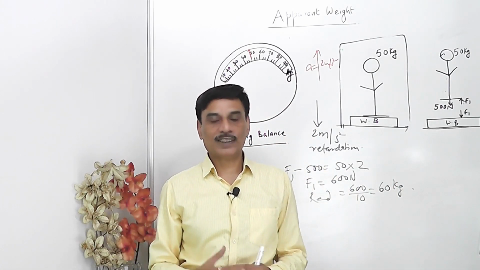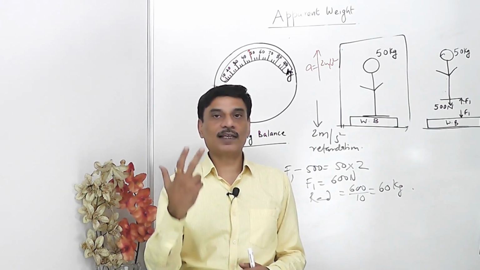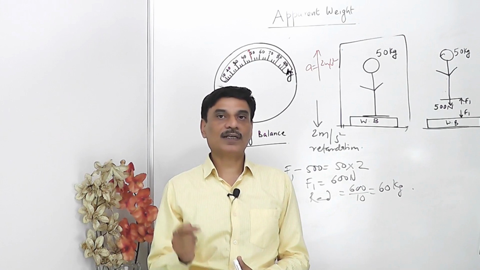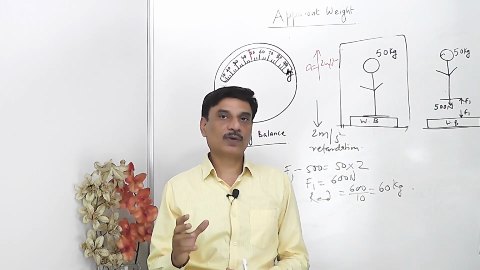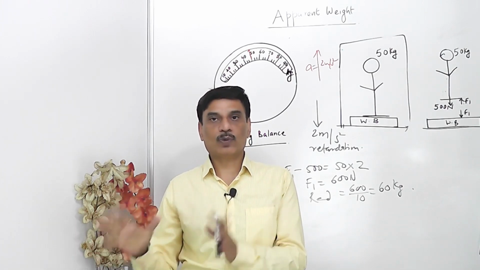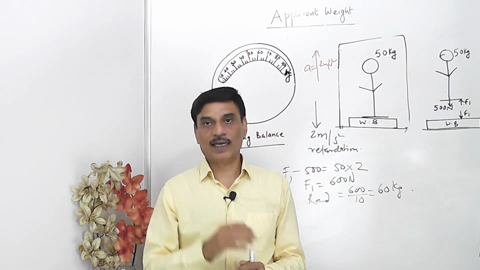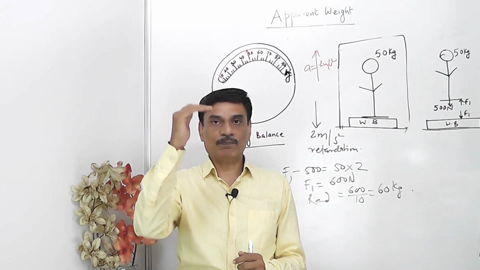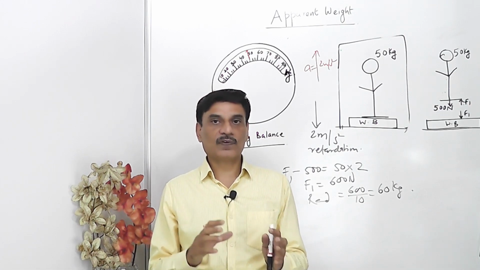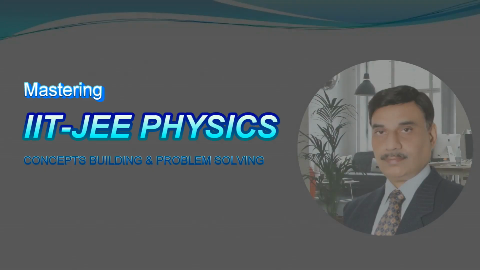So we have understood the various cases of how the apparent weight changes. When the lift is accelerating up, the apparent weight increases. When the lift is accelerating down, the apparent weight decreases. When the lift is moving with a constant velocity, whether it is going up or coming down, the apparent weight is equal to the actual weight. If the lift is retarding in the downward direction, it means it is accelerating in the upward direction. If the lift is retarding in the upward direction, it means it is accelerating in the downward direction. So we can convert the cases of retardation into cases of acceleration and accordingly find the apparent weight.